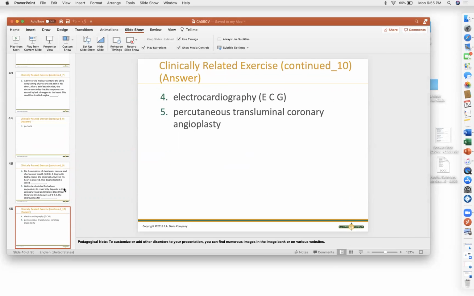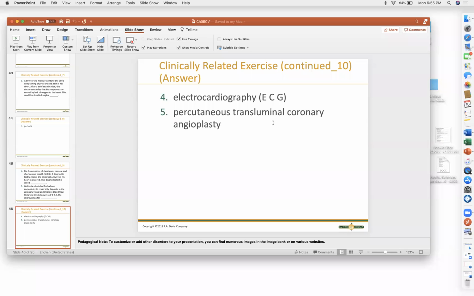Let's get to some other words. Percutaneous transluminal coronary angioplasty. Ugh. Let's say that 18 times fast. Now, let's break down each. Well, we already know coronary because of the coronary arteries. We already know angio because angio means blood vessels. We already know plasty from our chapter one notes. Plasty is the process of repair. Angio is vessels. So let's look at the word plasty first.